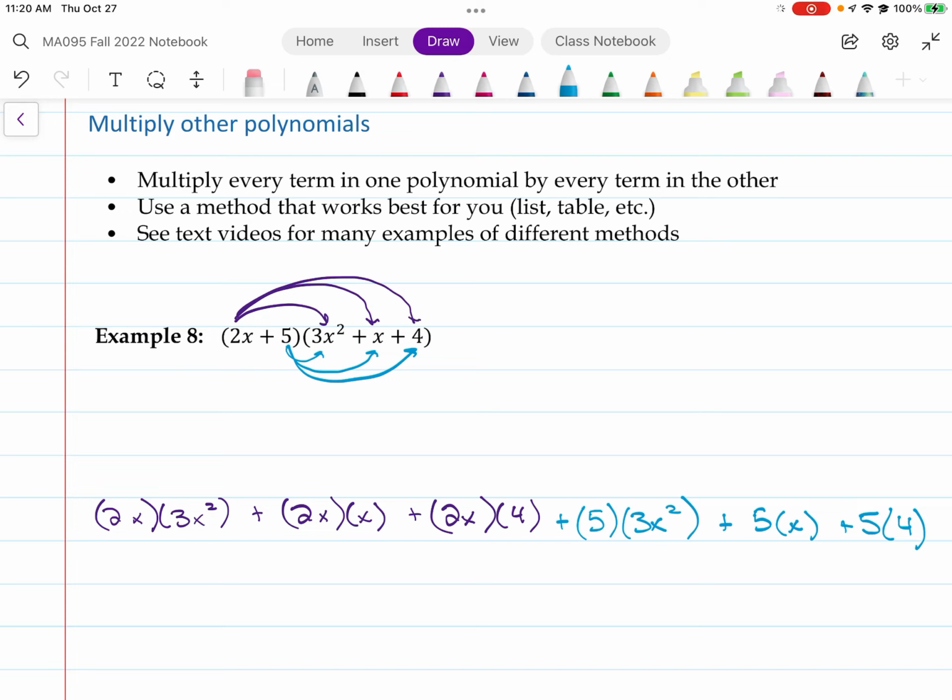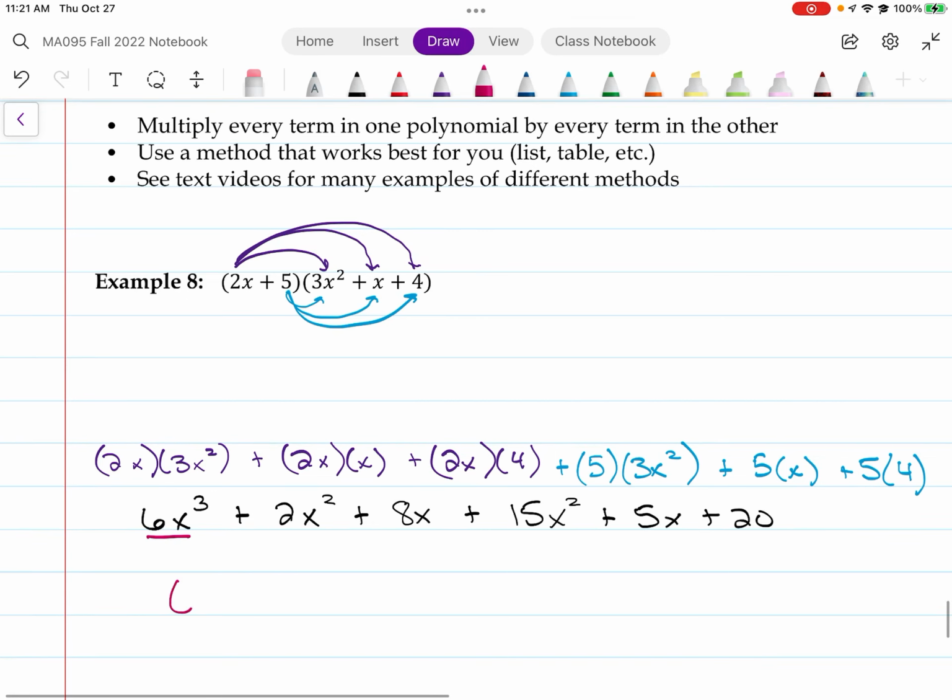All right, now you just simplify everything. So I've got 6x cubed plus 2x squared plus 8x. And then the other part is 15x squared plus 5x plus 20. All right, so let's combine like terms. So we've got 6x cubed. So that's just going to be 6x cubed. There's nothing to combine it with. Plus, next I've got 2x squared and 15x squared. So that is 17x squared.